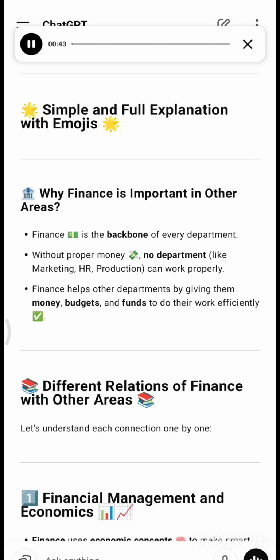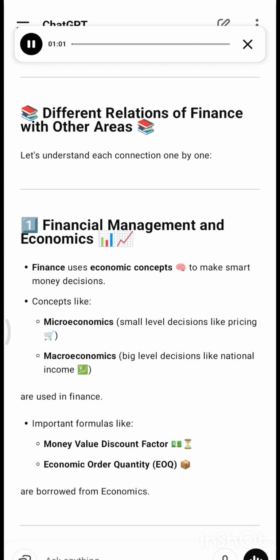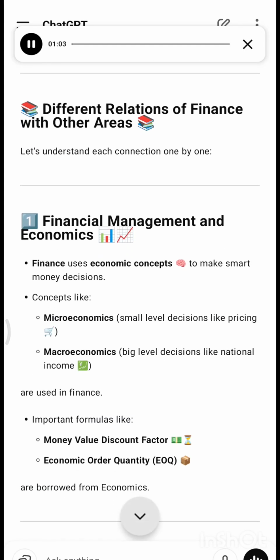Why is finance important in other areas? Finance is the backbone of every department. Without proper money, no department, like marketing, HR, production, can work properly. Finance helps other departments by giving them money, budgets, and funds to do their work efficiently. Different relations of finance with other areas. Let's understand each connection one by one.